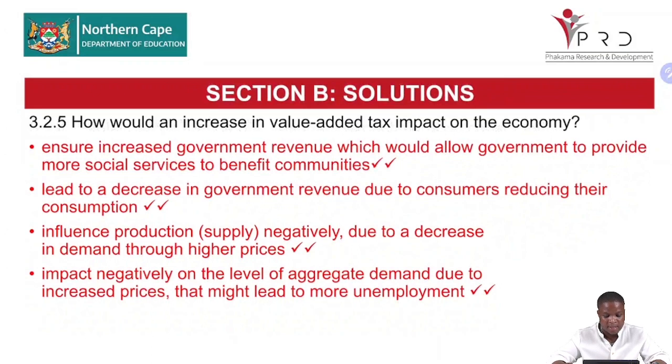Lead to a decrease in government revenue due to consumers reducing their consumption. We may stop buying because of too much tax. Influence production supply negatively due to decrease in demand through higher prices. People may stop buying. That will influence the producers negatively. Impact negatively on the level of aggregate demand due to increased price. That may lead to more unemployment as people are not buying and suppliers are having a problem with low demand. They may retrench some workers.